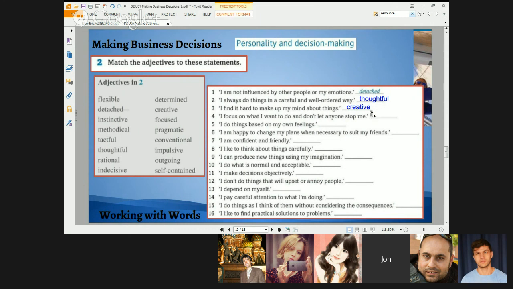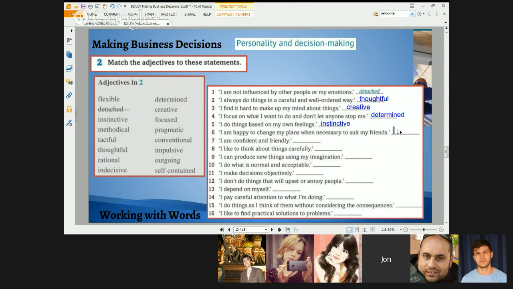Number 4. I focus on what I want to do and don't let anyone stop me. Determined. Determined. Okay. And I lost my place. I don't know who's next. Daniel, forgot about you. Number 5. I do things based on my own feelings. Instinctive. Instinctive. All right.